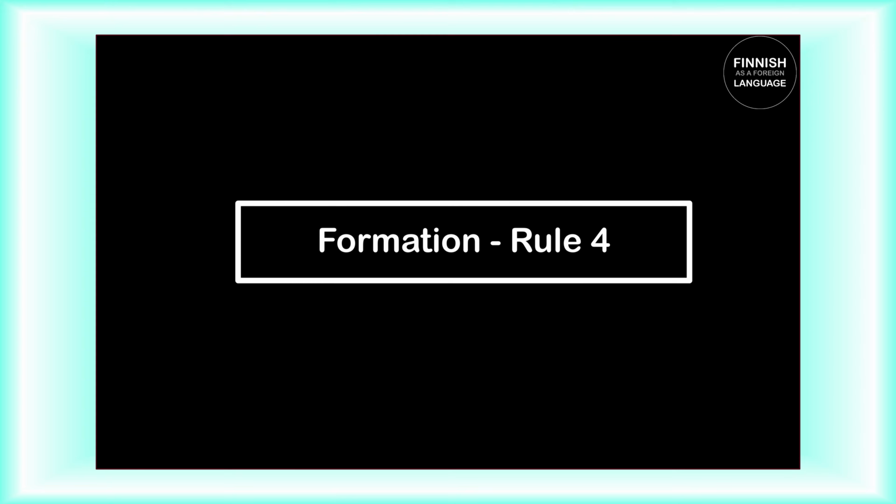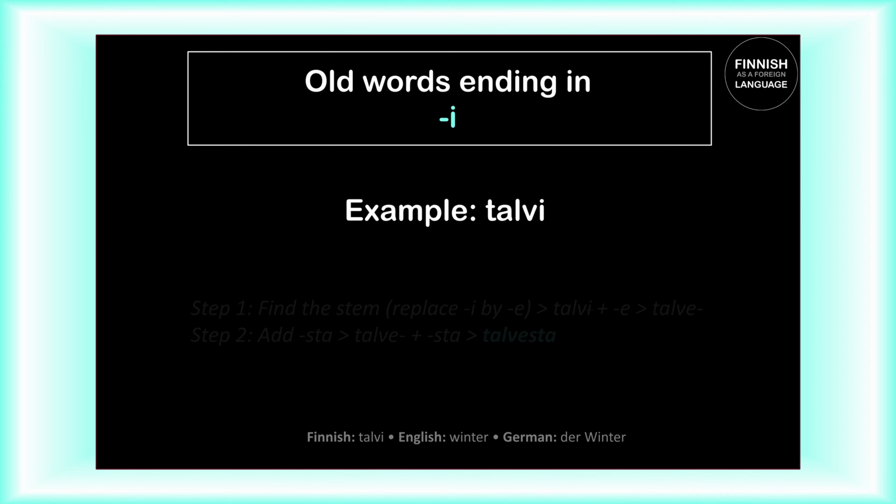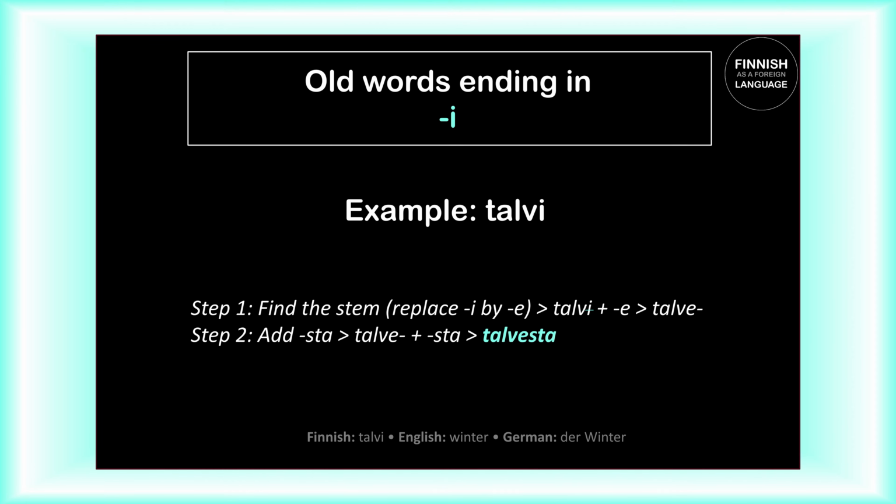Next rule, number 4, old words ending in i. Here's one example. Talvi means winter. In the first step we have to find the stem. How do we get the stem here? We have to replace the last letter i by e. So that means talvi changes to talve. And then in the second step we have to add sta to the stem, which means we have talve plus sta is talvesta. Talvesta. This is the elative case, meaning out of the winter.